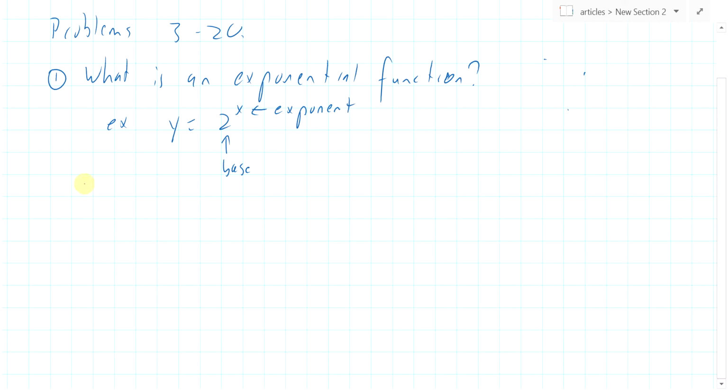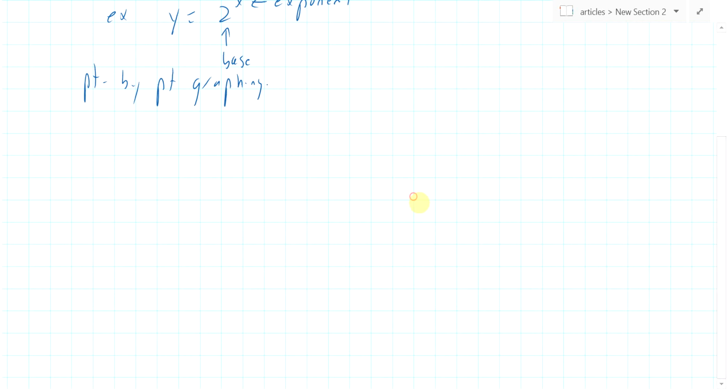So the one thing we can do is always point-by-point graphing for y equals 2 to the x. And so we say, what's x? And then we say, okay, well, what's y? Equal 2 to the x. And the usual deal is to just do a bunch of numbers centered around 0. That's usually a good way to figure out what the graph of something should look like. 2 to the 0, that's always 1. Anything to the 0 is 1.